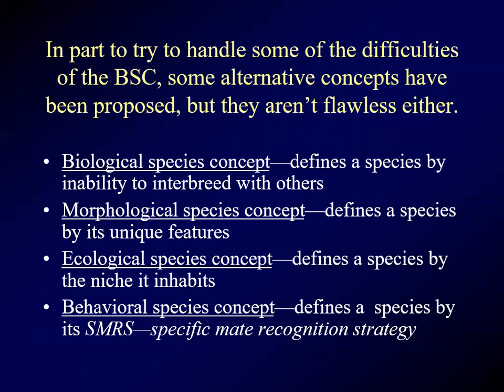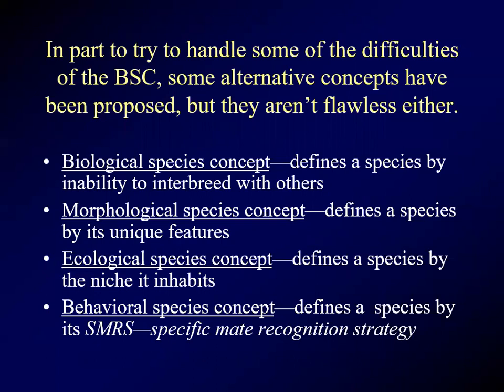Now, in part to handle some of these difficulties, there have been some alternative attempts to come up with a good definition for species that address some of the deficiencies in the biological species concept. The morphological species concept is basically what Linnaeus was doing, and it's basically what your Audubon Society bird books do. They define a species by a unique feature that it's got, some unique physical feature.